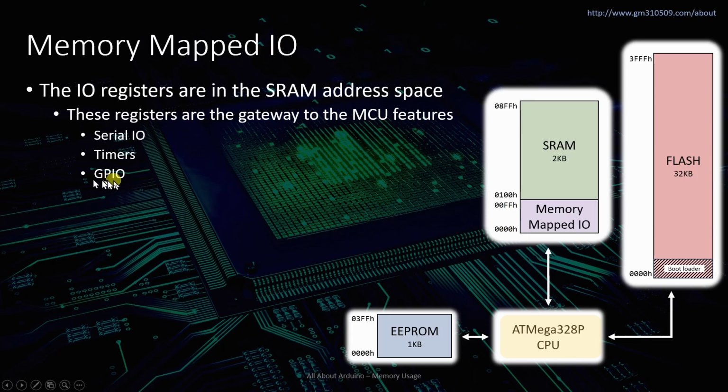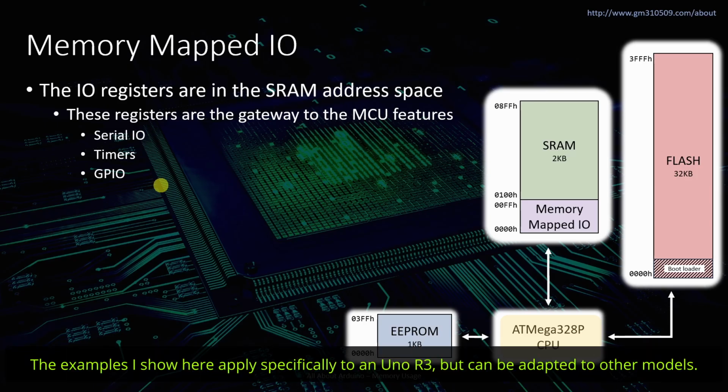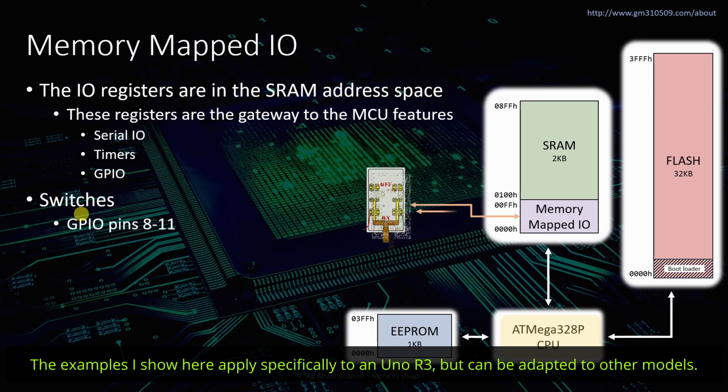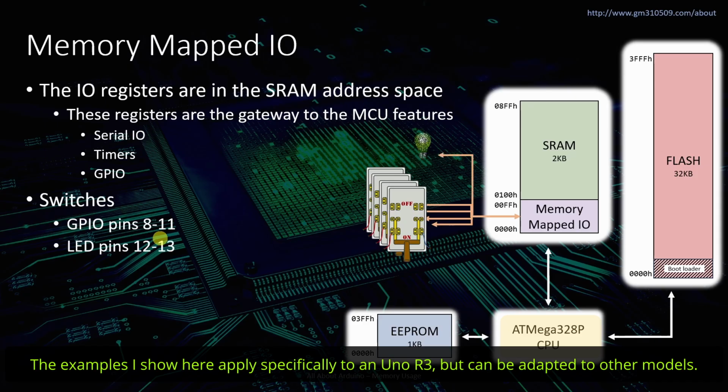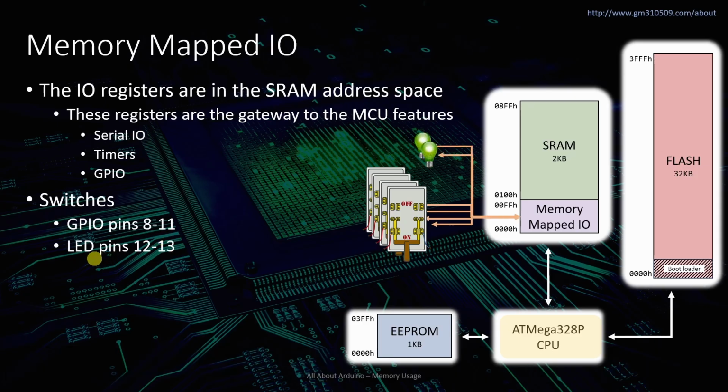And the reason I focus on the GPIO is because it's fairly simple and fairly direct, and we can actually see how I can do stuff in the real world, and that affects the registers, and also do stuff to the registers to affect the real world. And so what I'm going to do is use some switches, which I'll connect to GPIO pins 8 to 11 on the Arduino, and a couple of LEDs connected to pins 12 and 13 on the Arduino.